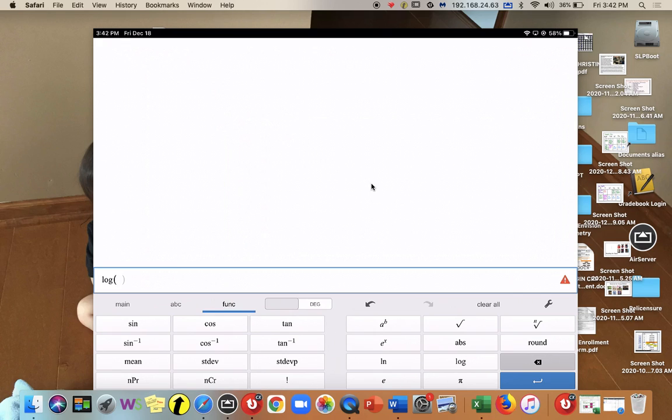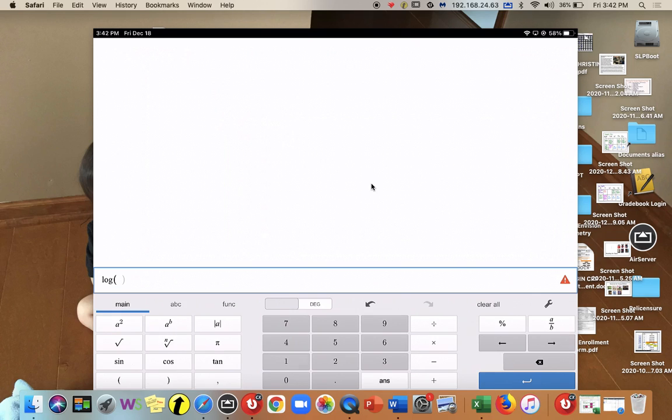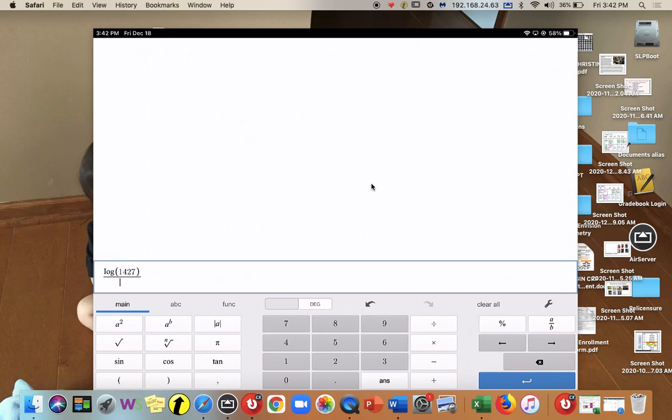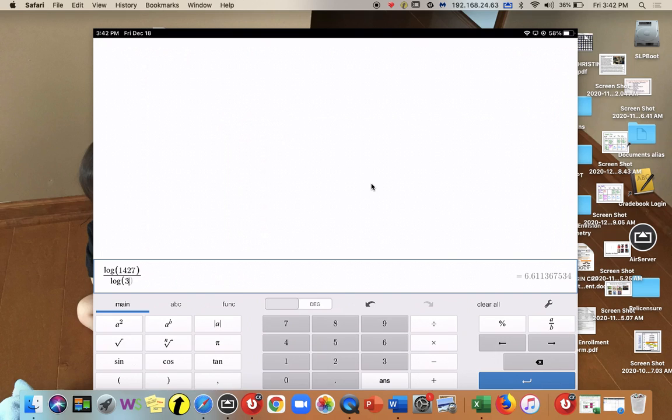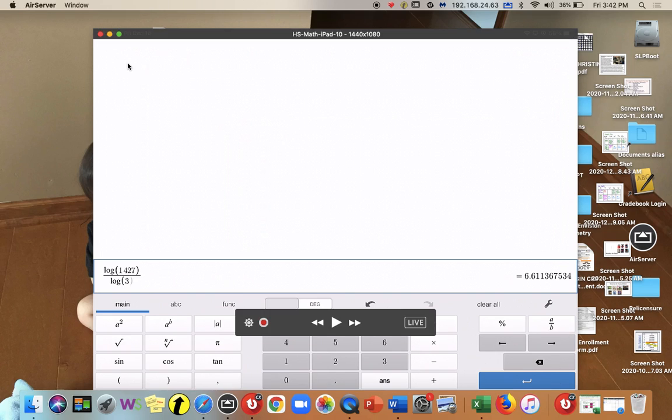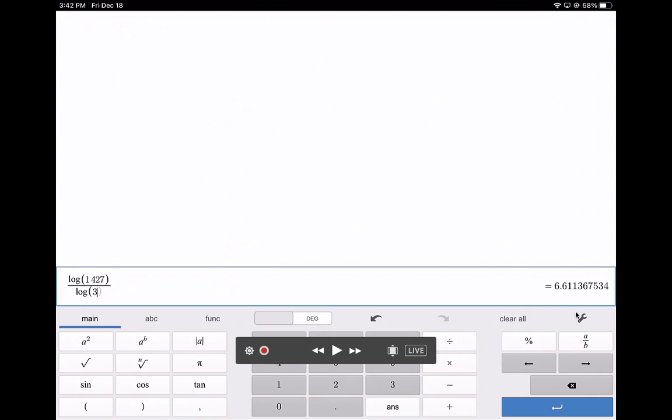Yes, you can. All right, so we're going to do log of, I have to go back to main here, 1427, and then close my parentheses, divided by log, so go back to the function button, of 3. So I have to go back to main, 3. And there it is, that number that we had before. 6.61. So again, it's log of the second number over log of the base. That'll give us our answer.